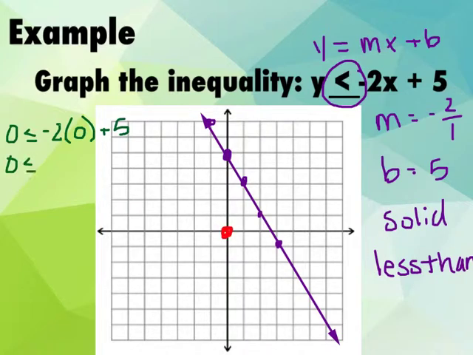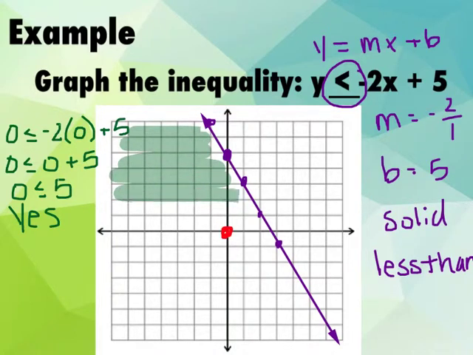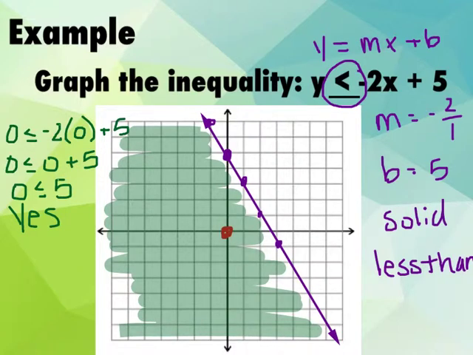Is 0 less than or equal to negative 2 times 0 plus 5? Is 0 less than or equal to 0 plus 5? Is 0 less than or equal to 5? Yes. So that means that 0, 0 is part of our solution set. So when we go to shade, we want to make sure that we shade on the side that includes 0, 0. And we are done.